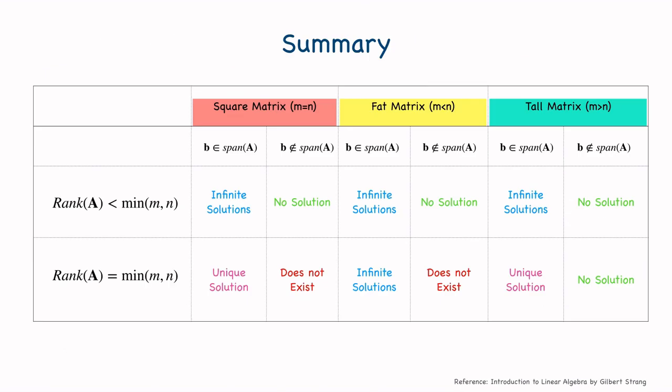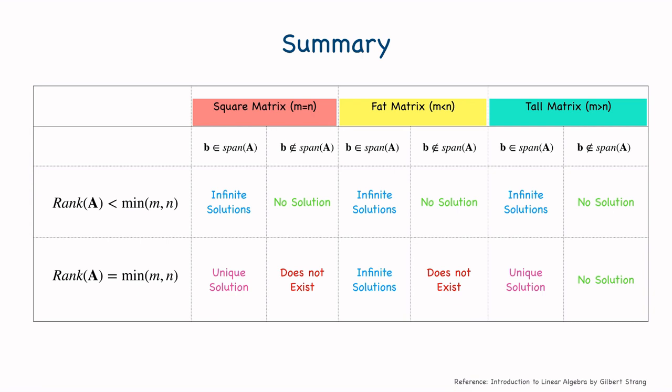So in summary, we have the following cases. First, it has to be noted that there are cases where we have written it as does not exist, because when A has achieved its full rank, for a square matrix case and for a fat matrix case, there is nothing like B is not in the span of A. That's why we have written here it as does not exist, because B is always in the span of A when rank A achieves its full rank.